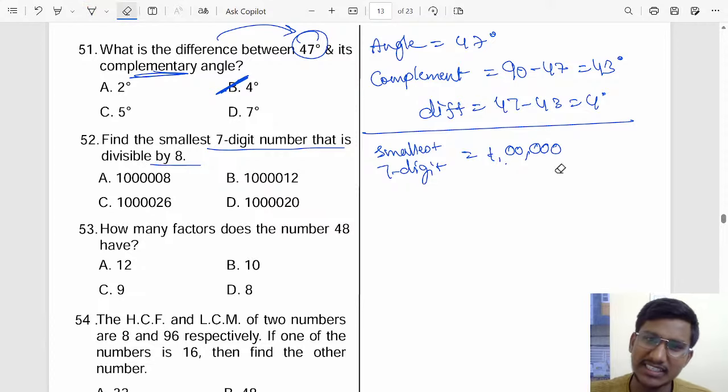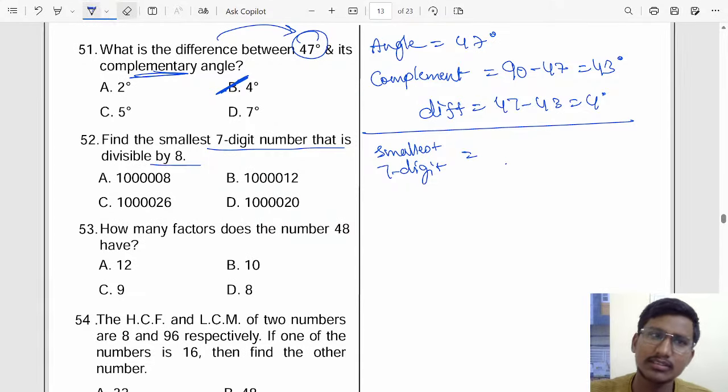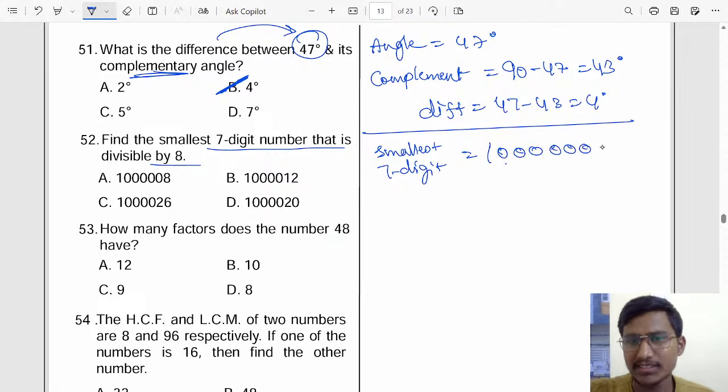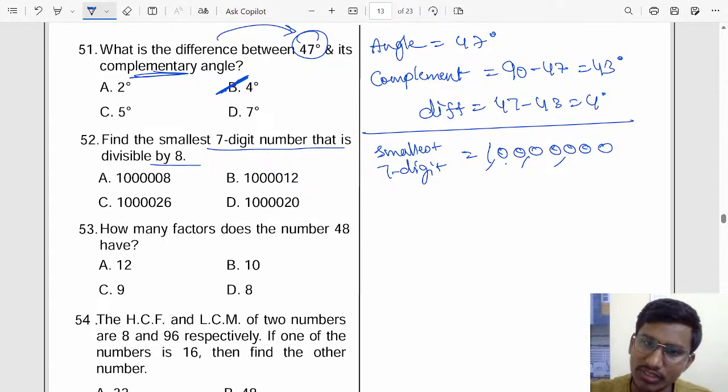Otherwise let me write directly, straightforward 7. So 1, and then 1 2 3 4 5 6 7 zeros. So that will be how much? 1 crore. Okay, so 1 crore. So if you want to divide with 8, what will be the remainder here?